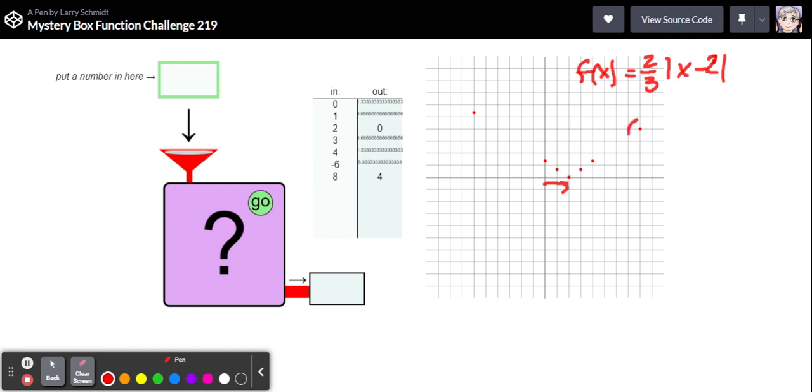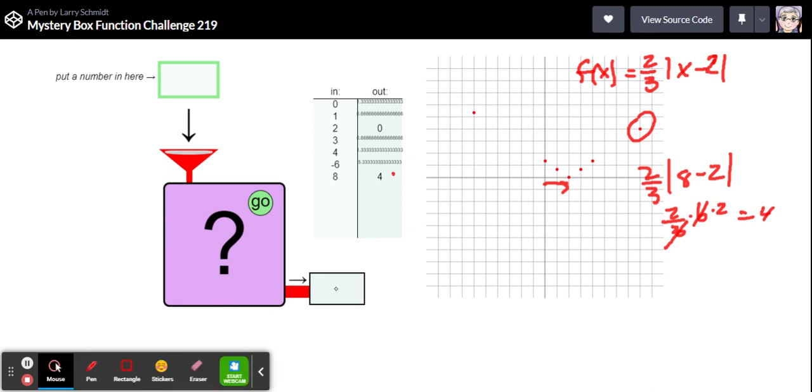Let's try this point. It gives us a whole number here, so this might be a good one to try. So that is the point 8, 4. So we'll put in an 8 for x. So 2/3 times the absolute value of 8 minus 2. Well, 8 minus 2 is 6, and the absolute value of 6 is just 6. So it's 6 times 2/3. And let's see, I'm going to just go ahead and divide the 6 by the 3. Canceling out the 3, that leaves a 2. 2 times 2 is 4, and that's exactly what we got. So I think we can be confident about this one.